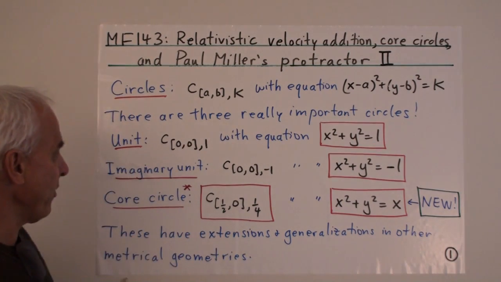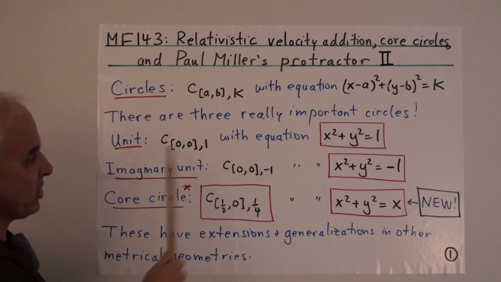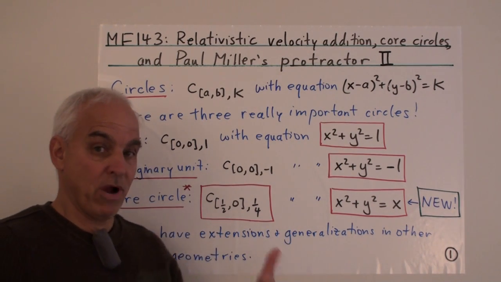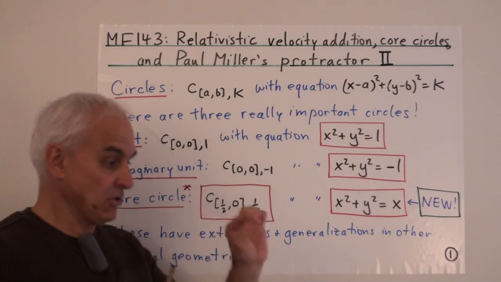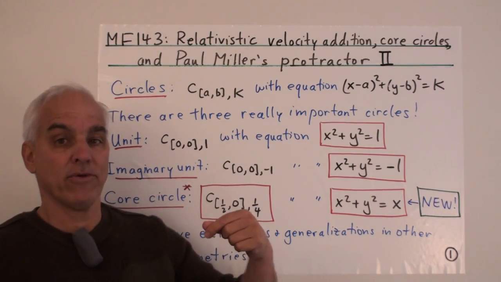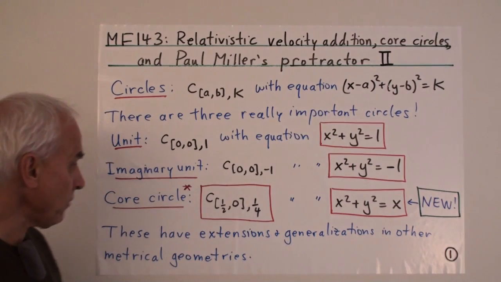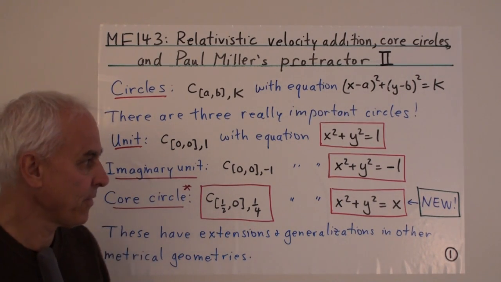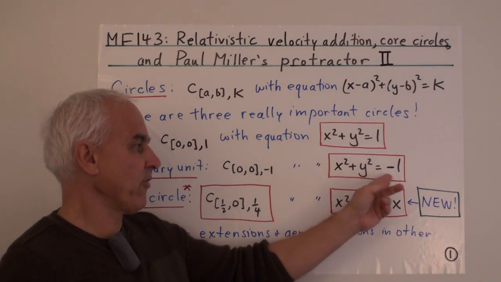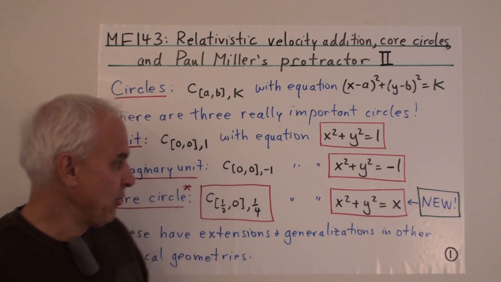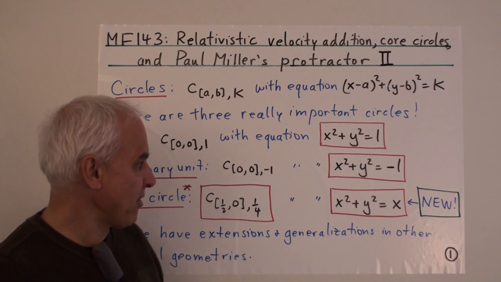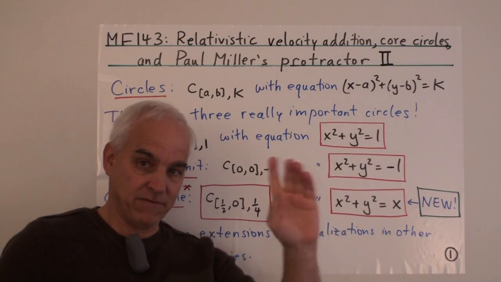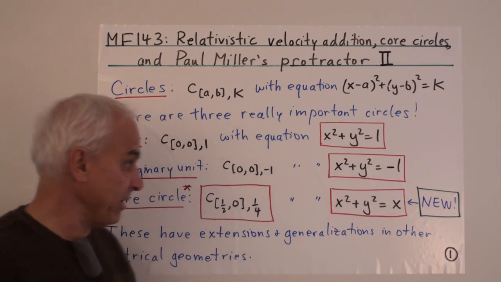Okay, there are three really important circles, and we've talked about two of them. We've talked about the unit circle, which has equation x squared plus y squared equals 1. It plays a very important, prominent role in all this geometry, centered at the origin, quadrance equal to 1. At some point I've also mentioned this imaginary unit circle with equation x squared plus y squared equals minus 1. And you probably were wondering why I call that the second most important circle. We are still in the process of finding that out. That will be revealed a little bit later.